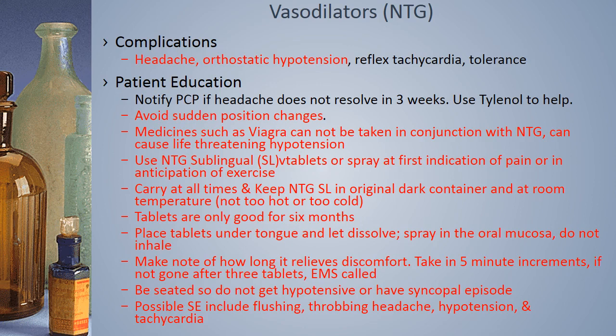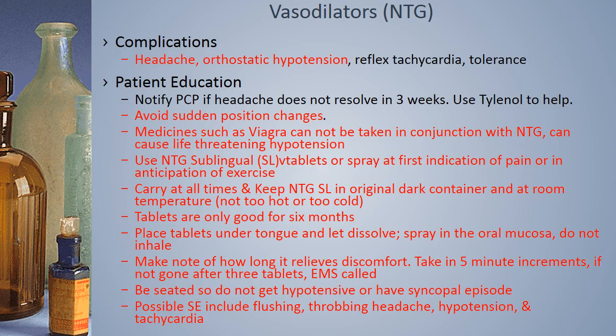You're going to use sublingual nitro tablets or spray at the first indication of pain or when there's any anticipation of exercise. So if the patient is anticipating mowing the grass or anticipating having sexual intercourse, they need to take their nitro. Make sure that the patient knows to carry their nitro at all times and to keep it in an original dark container and at room temperature. Not too hot, not too cold. Tablets are good for 6 months.